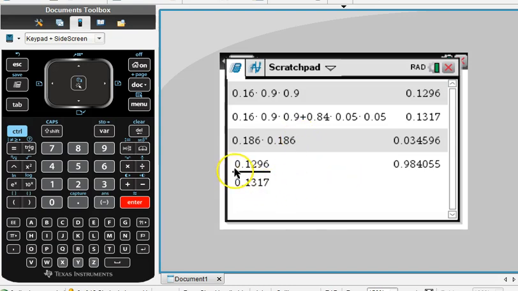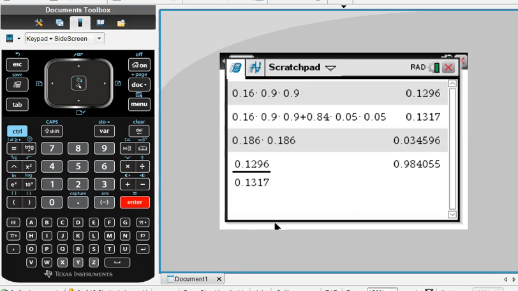Now, what's the probability then of having taken drugs given that you've tested positive twice? Well, if I take the 0.1296 divided by 0.1317, I get about a 98.4% chance that if you test positive twice, you have taken drugs.